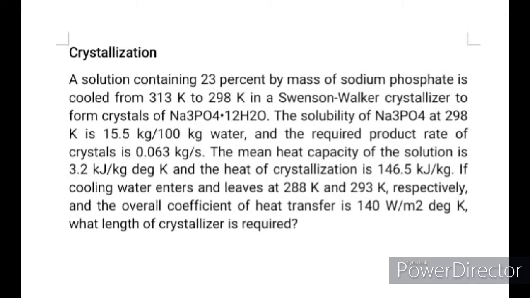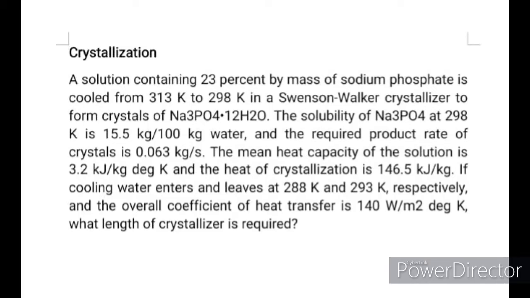So here is an example of a crystallization problem where a solution containing 23% by mass of sodium phosphate is cooled from 313 Kelvin to 298 Kelvin in a Swenson-Walker crystallizer to form crystals of trisodium phosphate, the decahydrate. The solubility of sodium phosphate at 298 Kelvin is 15.5 kg per 100 kg of water, and the required product rate of crystal is 0.063 kg per second.